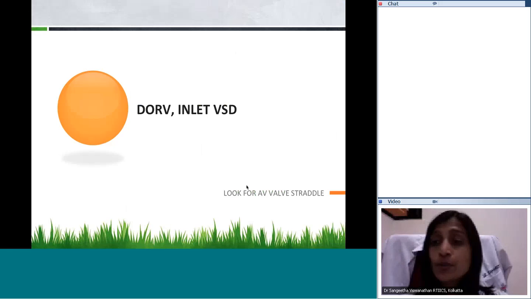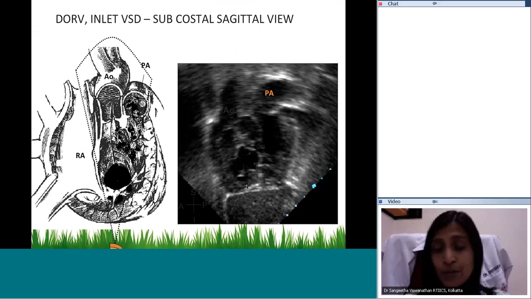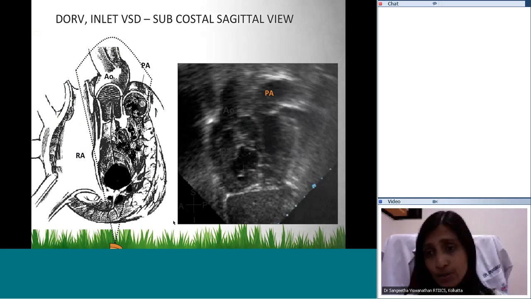Next, we come to the group of patients who have a remote VSD, and we said that these patients could either have an inlet VSD or they can have a remote muscular VSD. So, as we mentioned before, the important thing with patients with an inlet VSD is to look for AV valve straddle. So here you see an illustration of a remote sort of inlet VSD, and then we'll try and show you some images of it.